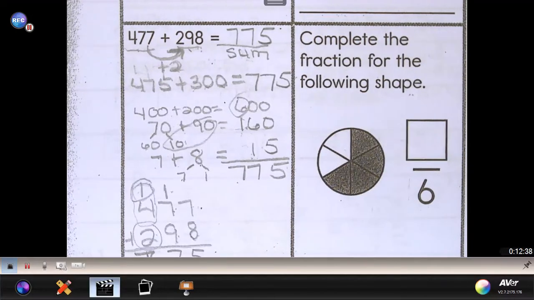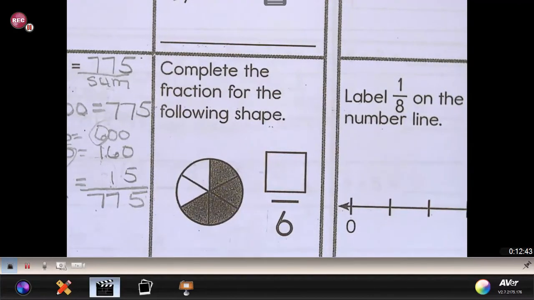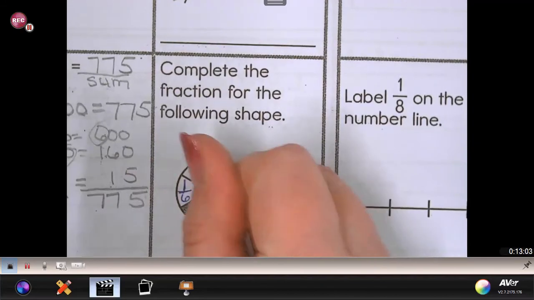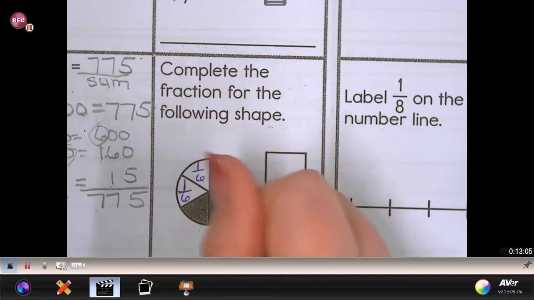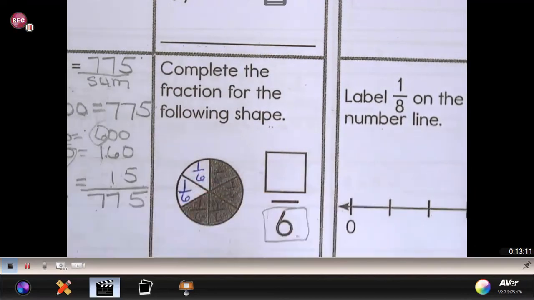Okay? All right, last problem. And it says complete the fraction for the following shape. Well, we're going to assume that they're talking about the shaded part. Notice they already put the denominator for us. Remember, the denominator tells us how many parts are in the whole. So remember, I want you to make sure and label all your unit parts. So this is 1/6, 1/6, 1/6, 1/6, 1/6, and this is 1/6 of my circle, of the whole circle.